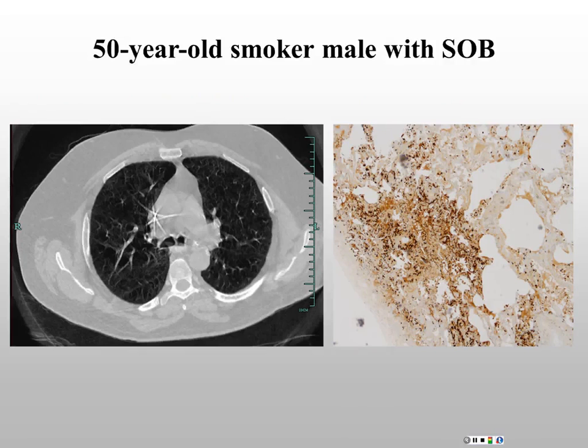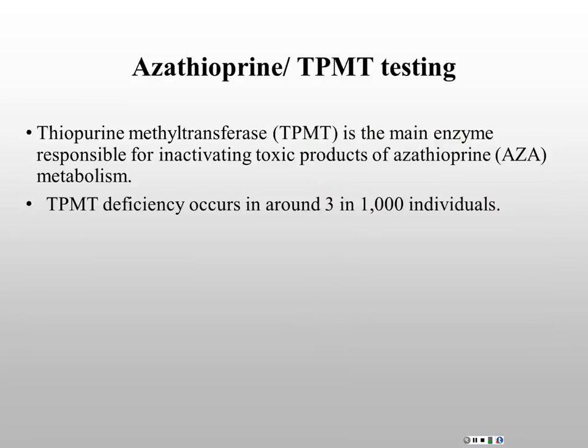This is a patient we had. He had Langerhans cell histiocytosis, some cysts, and we see small nodules, and this is the S100 stain, positive. TPMT testing: some patients with interstitial lung disease, we treat them with azathioprine, but before that you have to do this testing, because if the patient has a deficiency in that enzyme, he or she will get the side effects of the medicine, because this is the enzyme which metabolizes that medicine.